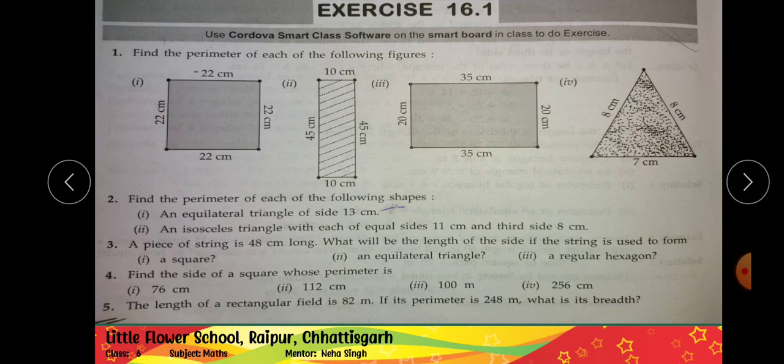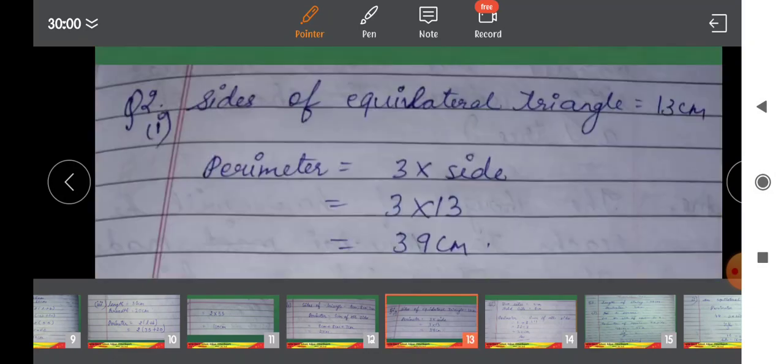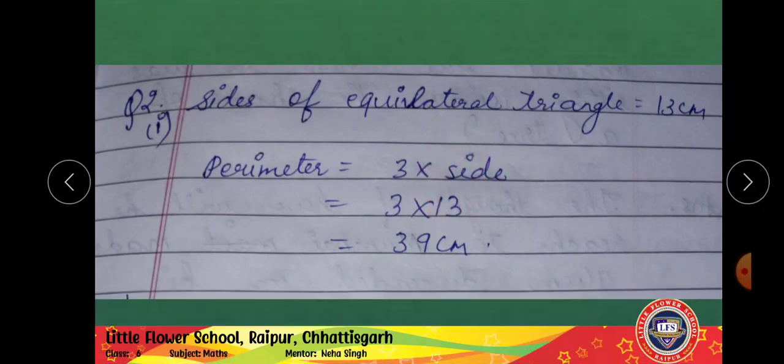Moving on to the second question. Find the perimeter of each of the following shapes. An equilateral triangle of side 13 centimeter. Now see, it is an equilateral triangle. What is the formula for an equilateral triangle? 3 into side. Side given is how much? 13 centimeter. So perimeter is 3 into 13, that is 39 centimeter. The perimeter of the given equilateral triangle comes out to be 39 centimeter.